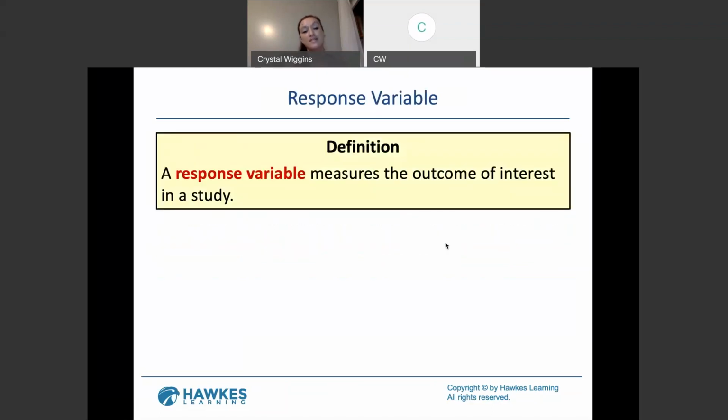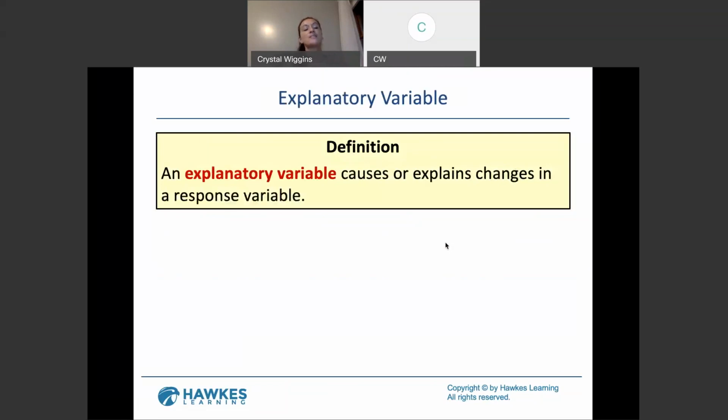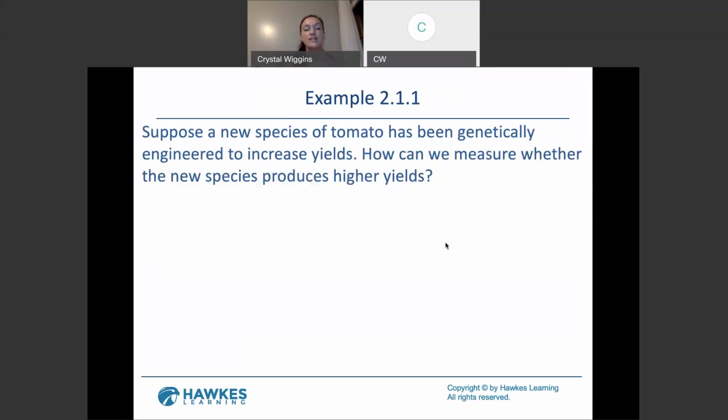Now, a response variable measures the outcome of interest in a study, while the explanatory variable causes or explains the change in a response variable. So, for example, if I was testing the levels of caffeine and how many miles somebody could run, then my explanatory variable would be the caffeine, and my response variable would be the count in the numbers of miles that they've run. Let's take a look at this example.